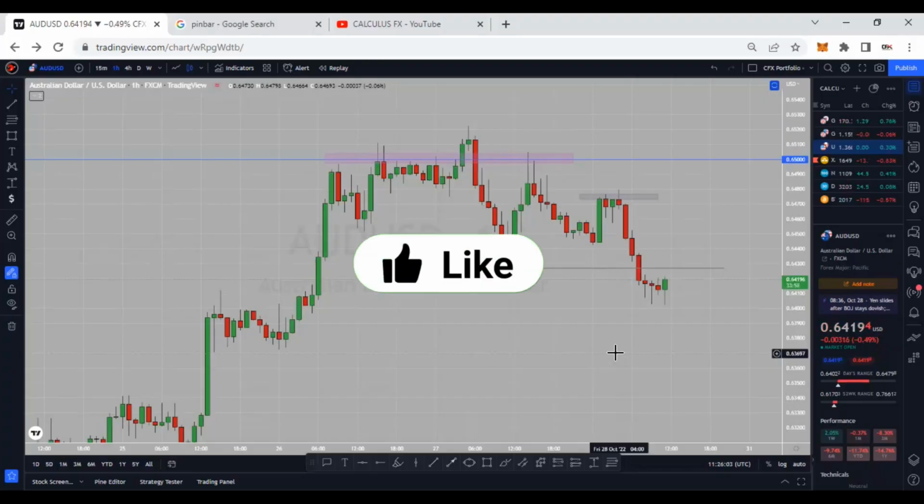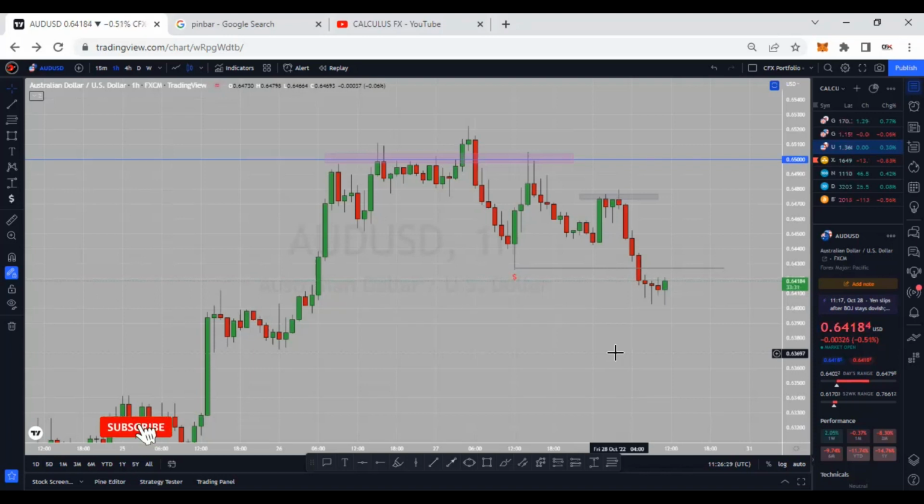The strategy basically encompasses three things. The first one is for you to look for a break of structure. Then after the break of structure, you have to look for a pullback. Then finally, you look for almighty pin bar candlestick confirmation. So let me show you how it works on the chart.